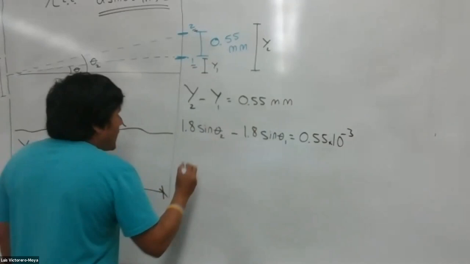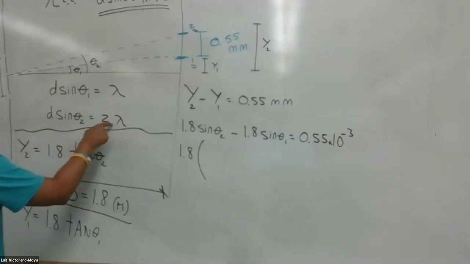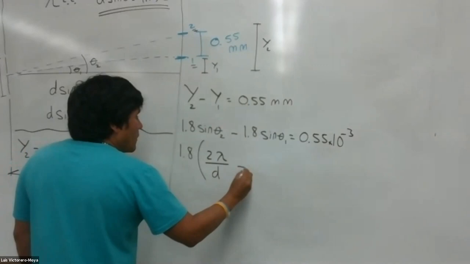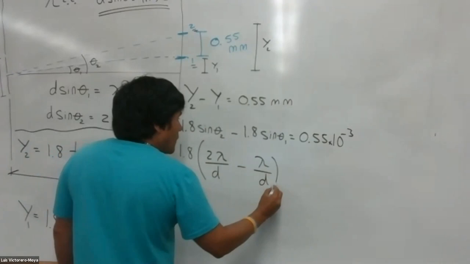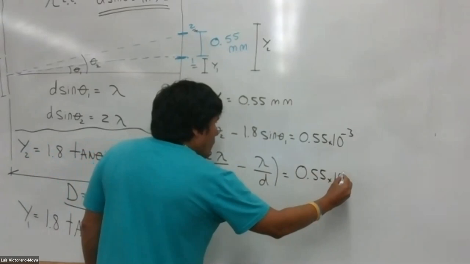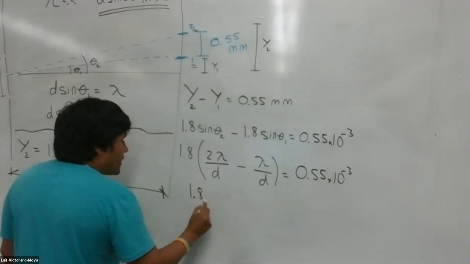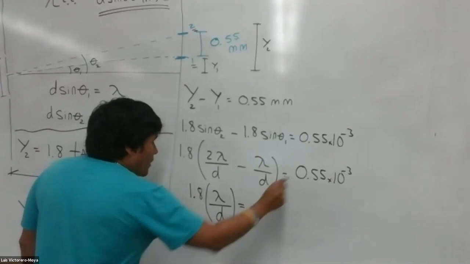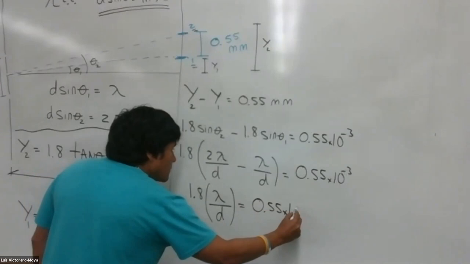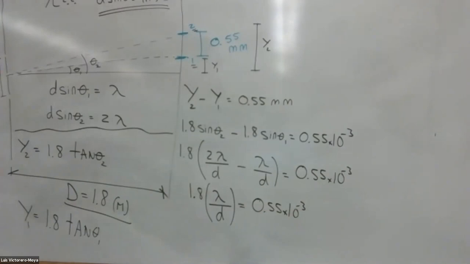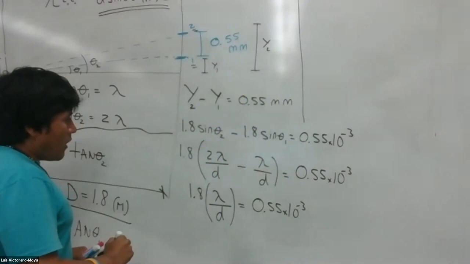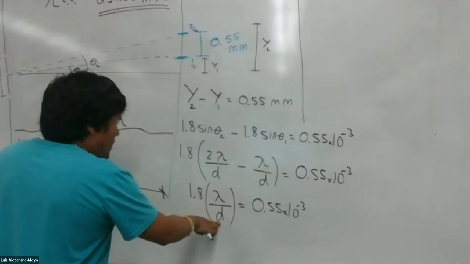And why did I do that? Because I have sines. Sine theta 2 is 2 lambda over d. Sine theta 1 is lambda over d. So 2 lambda minus lambda is lambda. So 1.8 lambda over d is equal to that. But what is d? D is 2.13 millimeters. So that times this divided by 1.8 is lambda.